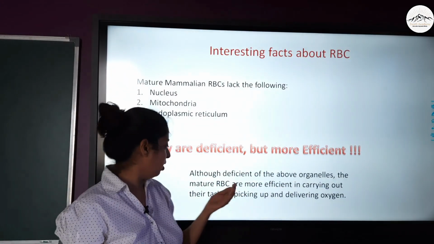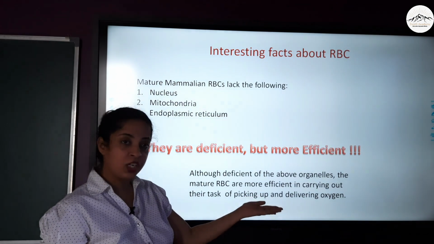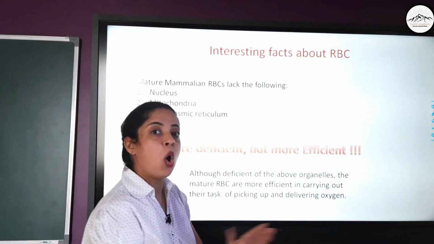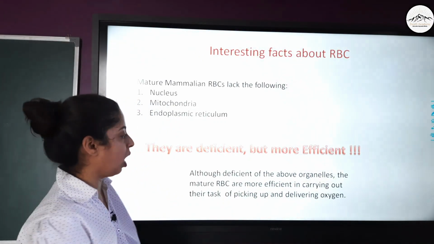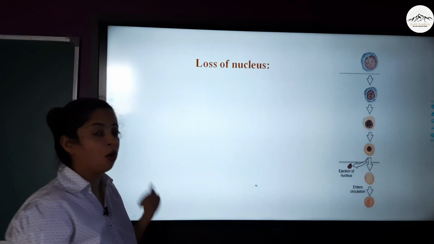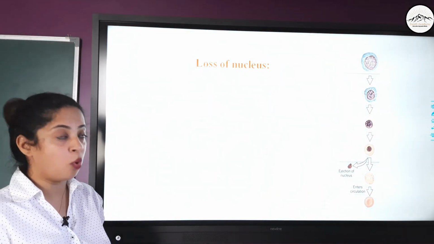How? Although deficient of the above organelles, the mature RBCs are more efficient in carrying out the task of picking up and delivering oxygen. Now let us see how. First we will talk about the loss of nucleus, and how the loss of nucleus helps it to become more efficient.